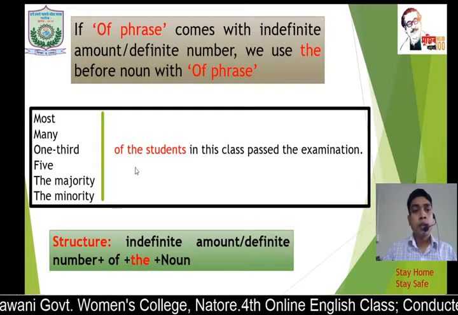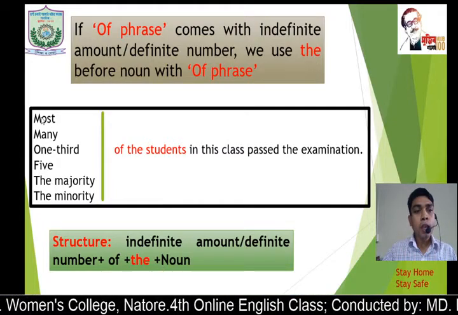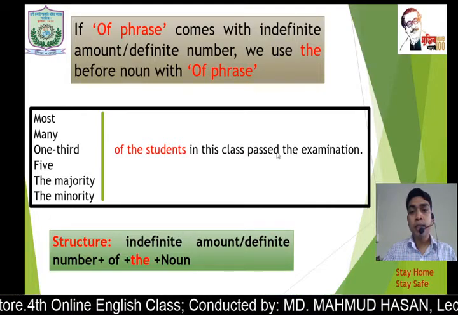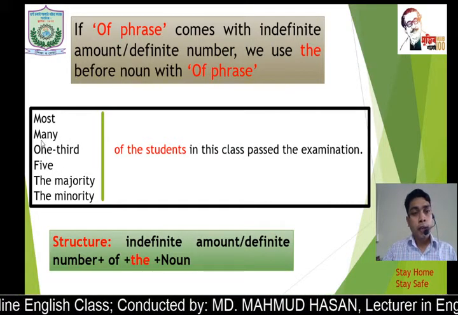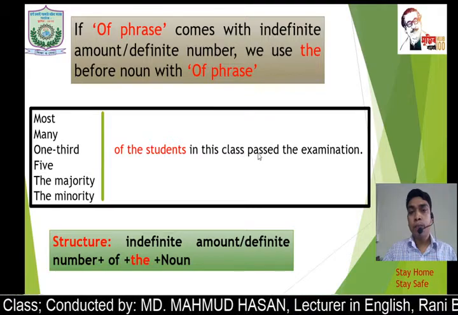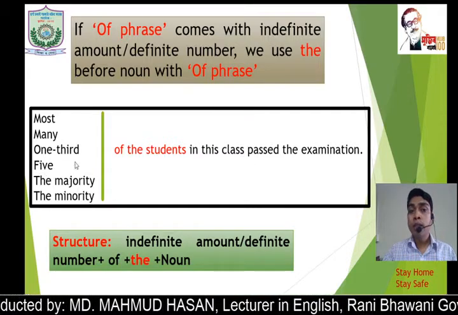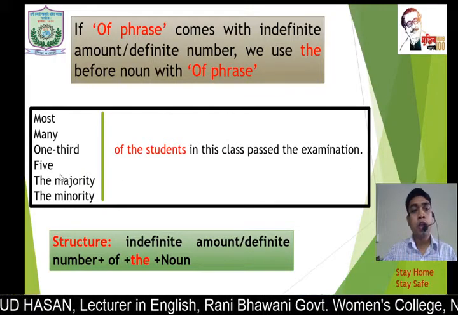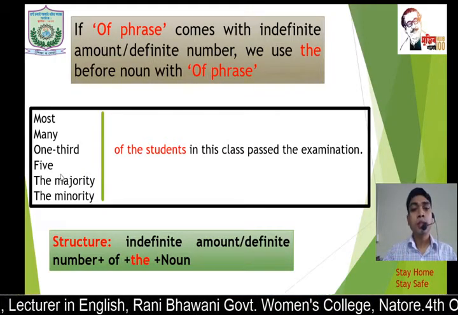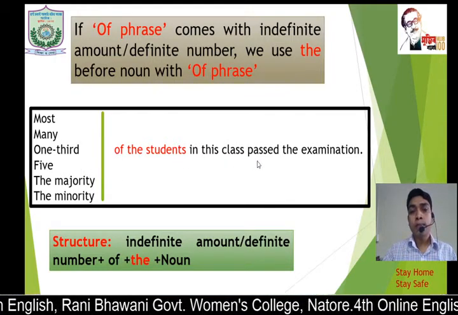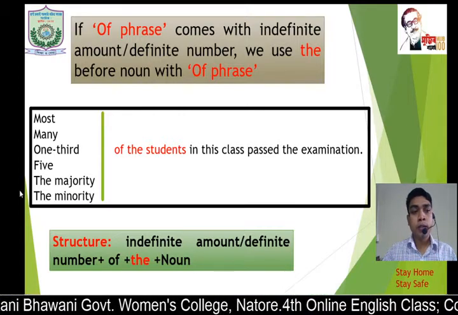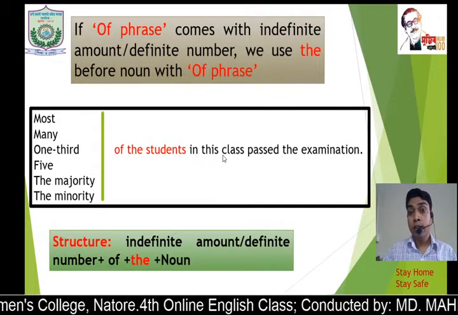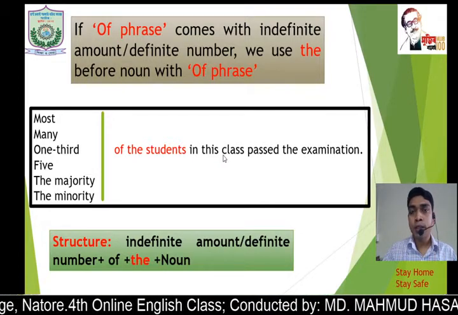Examples are given here. Most of the students in this class passed the examination. Many of the students in this class passed the examination. One-third of the students in this class passed the examination. Five of the students in this class passed the examination. The majority or the minority of the students in this class passed the examination.